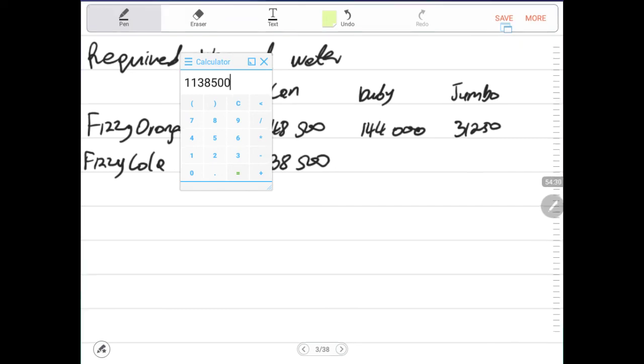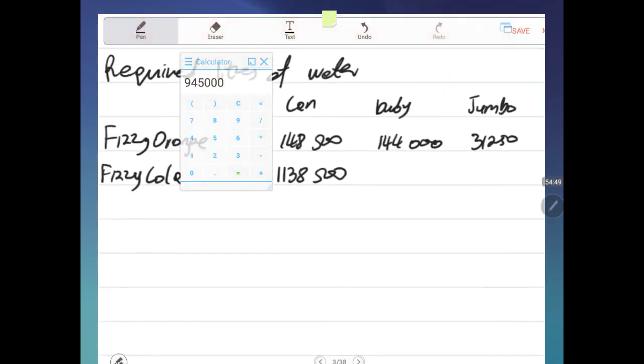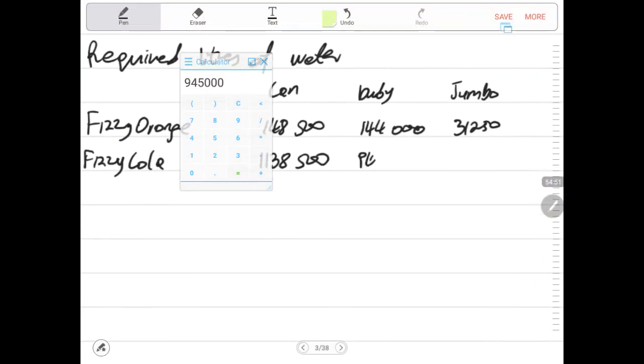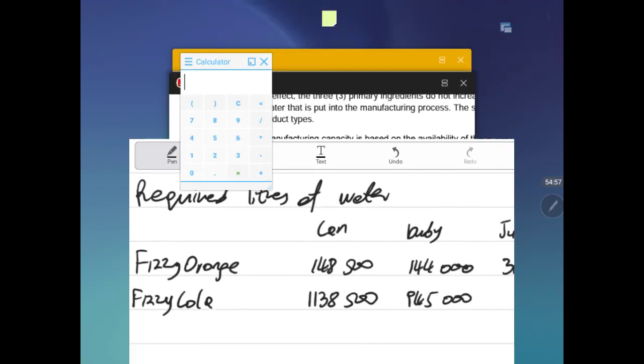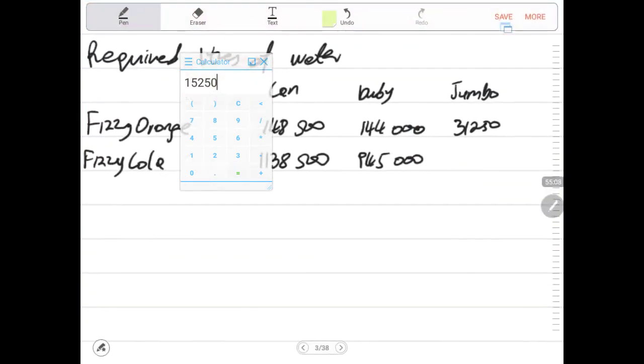Then we go to the second one, the number of units that we are planning to manufacture for the body of Fizzy Cola, which is 2.1 million units times 450, divided by 1000, making sure that everything is in liters. That is 945,000 liters. Then the very last one will be 12,200 times 1.25. That will be 15,250.